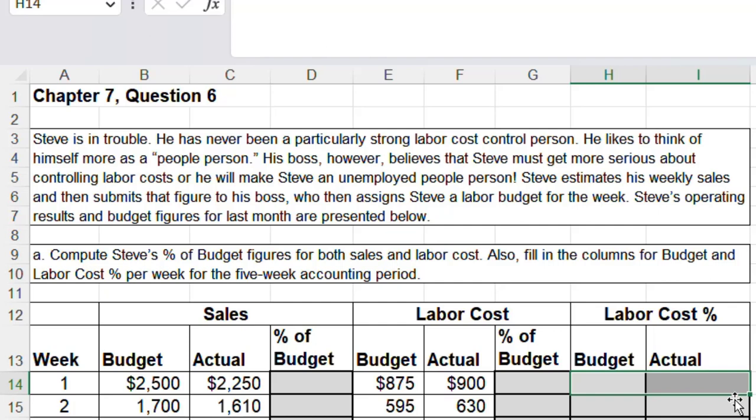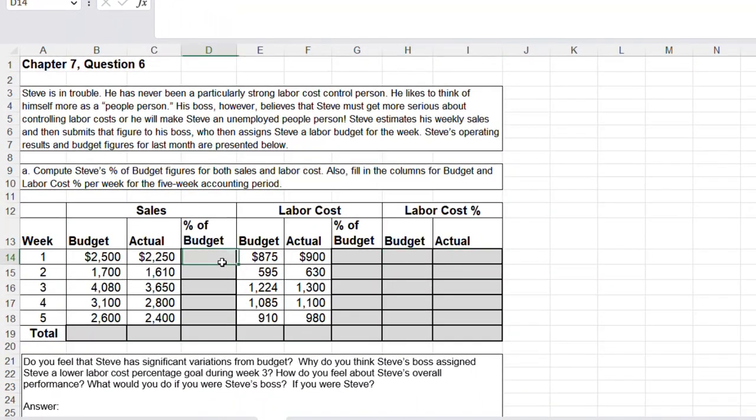Steve's operating results and budget figures for the last month are presented below. All right, let's compute Steve's percent of budget figures for both sales and labor costs and fill in all of the columns here. So let's fill this out. We know to get our percent of budget, we are going to take our actual divided by our budget. Again, we take our actual divided by our budget. And we can copy this formula here.